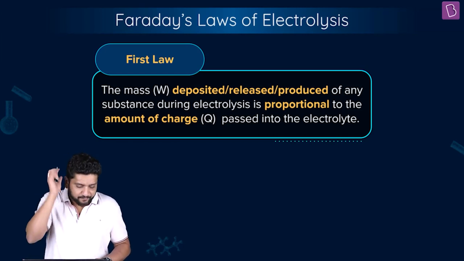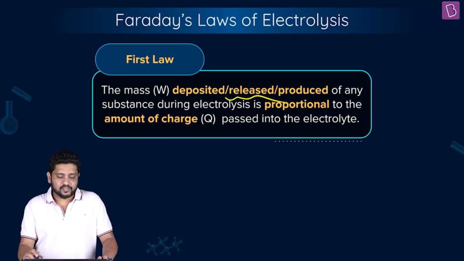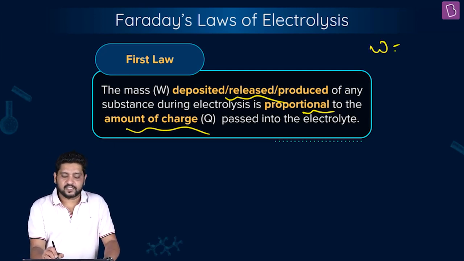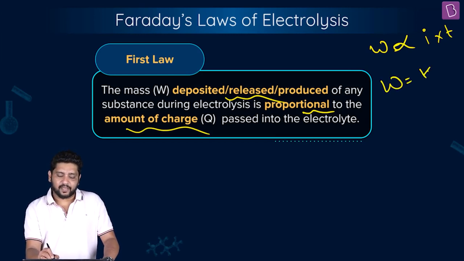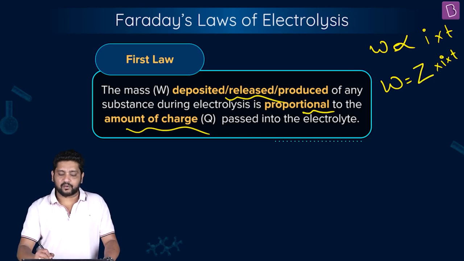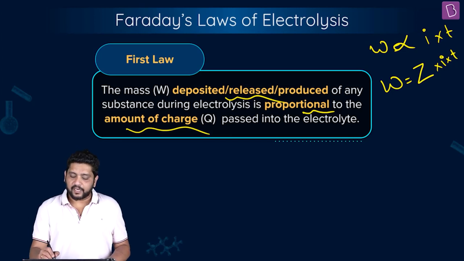Simple question. But yeah, the first law says that the mass deposited of the substance during electrolysis is proportional to the amount of charge passed through the electrolyte. Simple, right? So what we are saying is that weight of the substance should be proportional to charge. Charge is what? Current into time, right? So in order to remove the proportionality, I can multiply by some constant, so K into I into T. Rather, we normally take this as Z, electrochemical equivalent, right? So W is equal to Z into I into T.